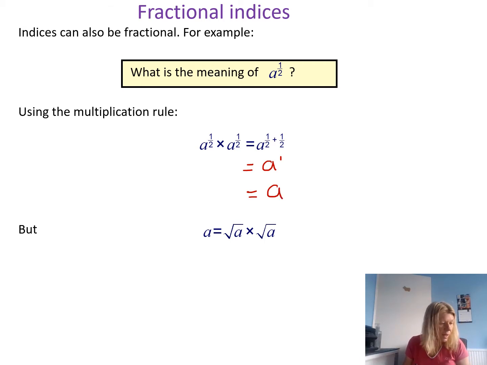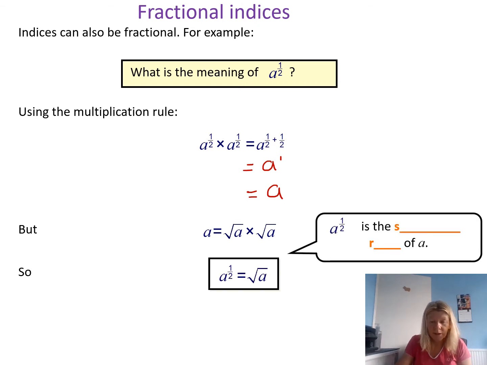A equals root a times root a. Well, we know that, isn't it? Root 3 times root 3 equals 3. So therefore, in fact, a to the half is the same as root a. A to the half is the square root of a. They are the same thing.